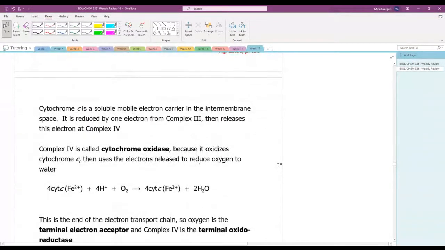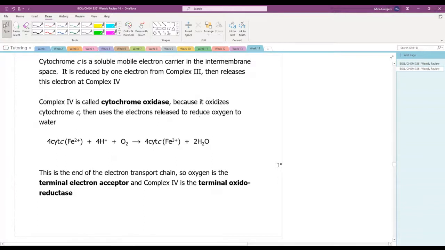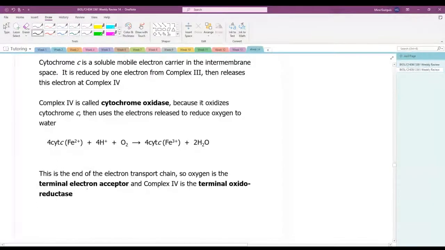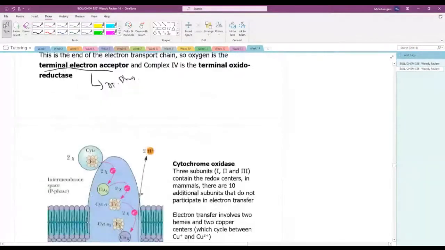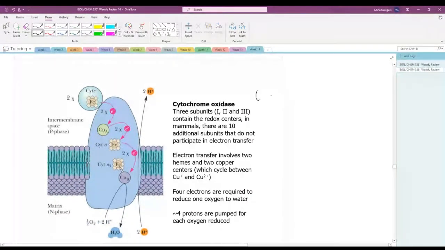Okay, all right, so cytochrome C, like we said, is a soluble mobile electron carrier, reduced by 1 electron from complex 3, which is released to complex 4. Okay, complex 4 is kind of intuitively called cytochrome oxidase because it oxidizes that cytochrome C. Then it uses the electrons released to reduce oxygen to water. Okay, so real quick, oxygen is the terminal electron acceptor, which makes this oxidative phosphorylation.